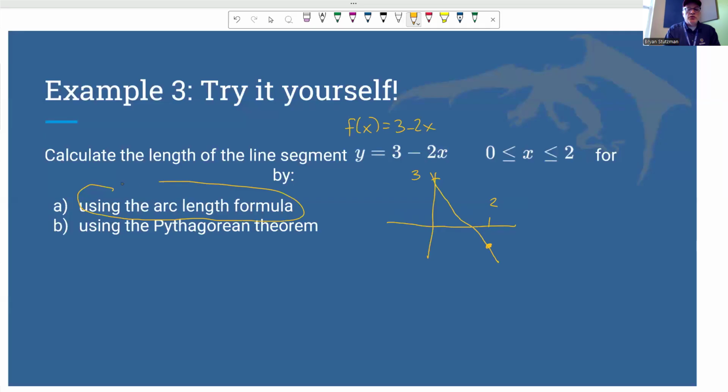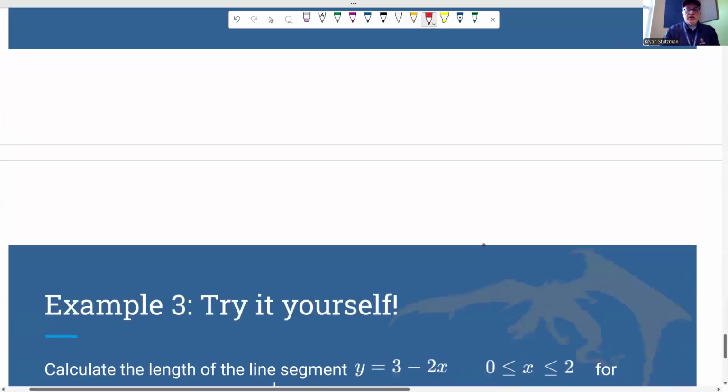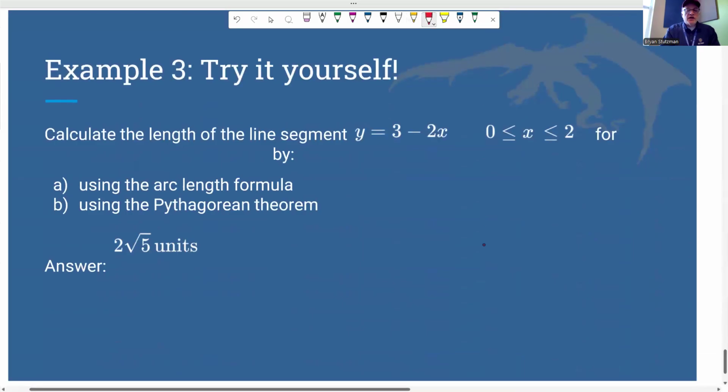which, once again, is the integral from the beginning to the end of the square root of 1 plus f prime of x, the quantity squared, dx, or use the Pythagorean theorem because this is a straight line. And you should get the answer of 2 times the square root of 5 units.